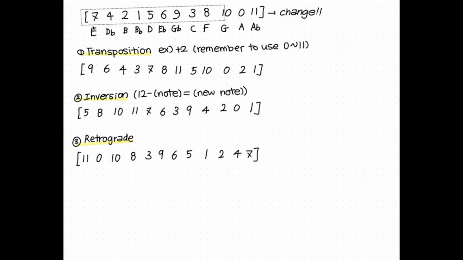So for example, a 7 corresponds to an E because we're starting with the A, and we go straight on and make sure that there are no notes that are repeated. And so we're going to perform a series of changes to this original matrix.